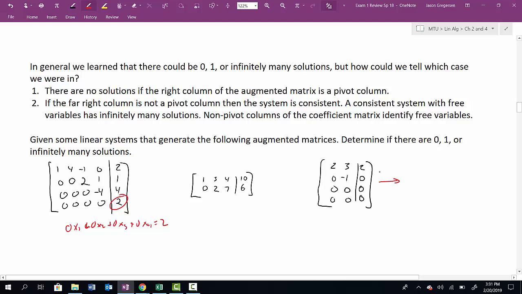So if I did R1 plus 3R2, then 0, negative 1, 0, 2, 0, 2, right? Divide the first one by 2, multiply the next one by negative 1. The solution would be x1 is 1, x2 is 0. That's it. All right. Any questions there?